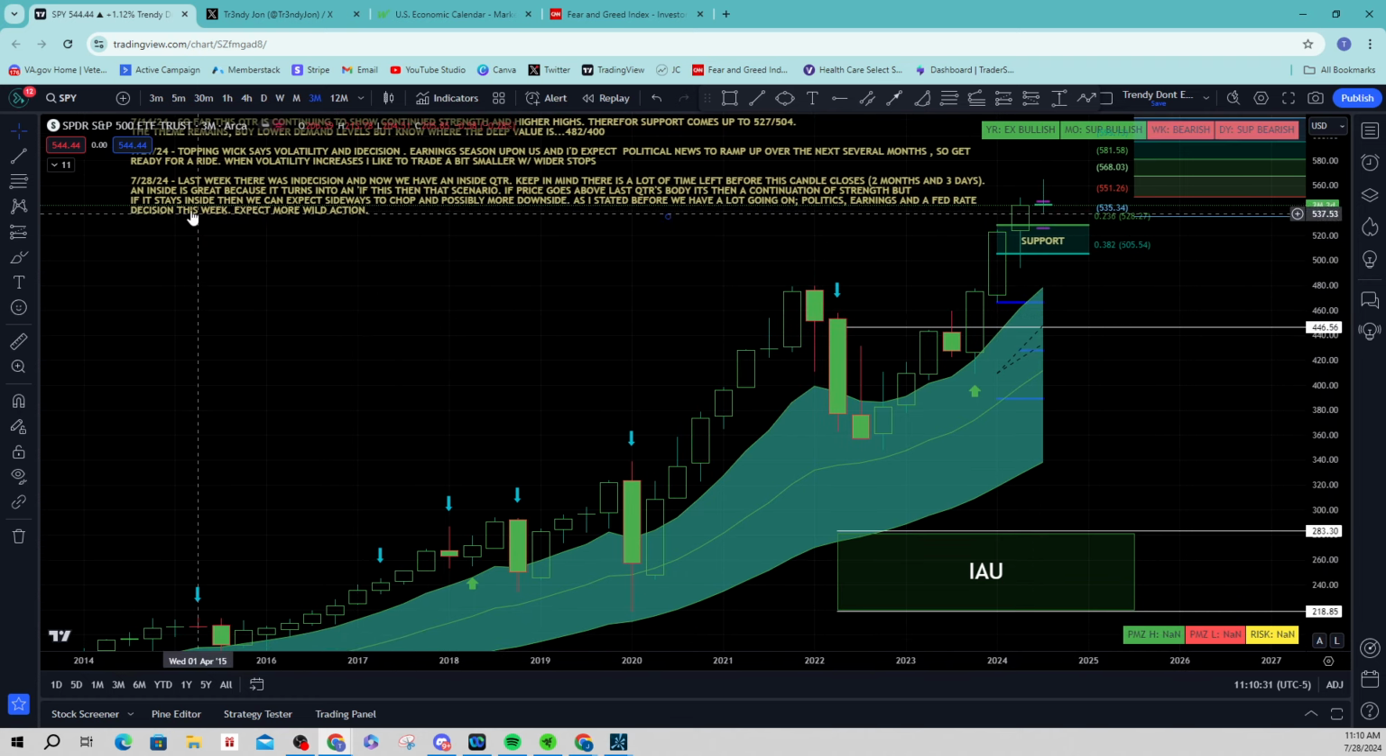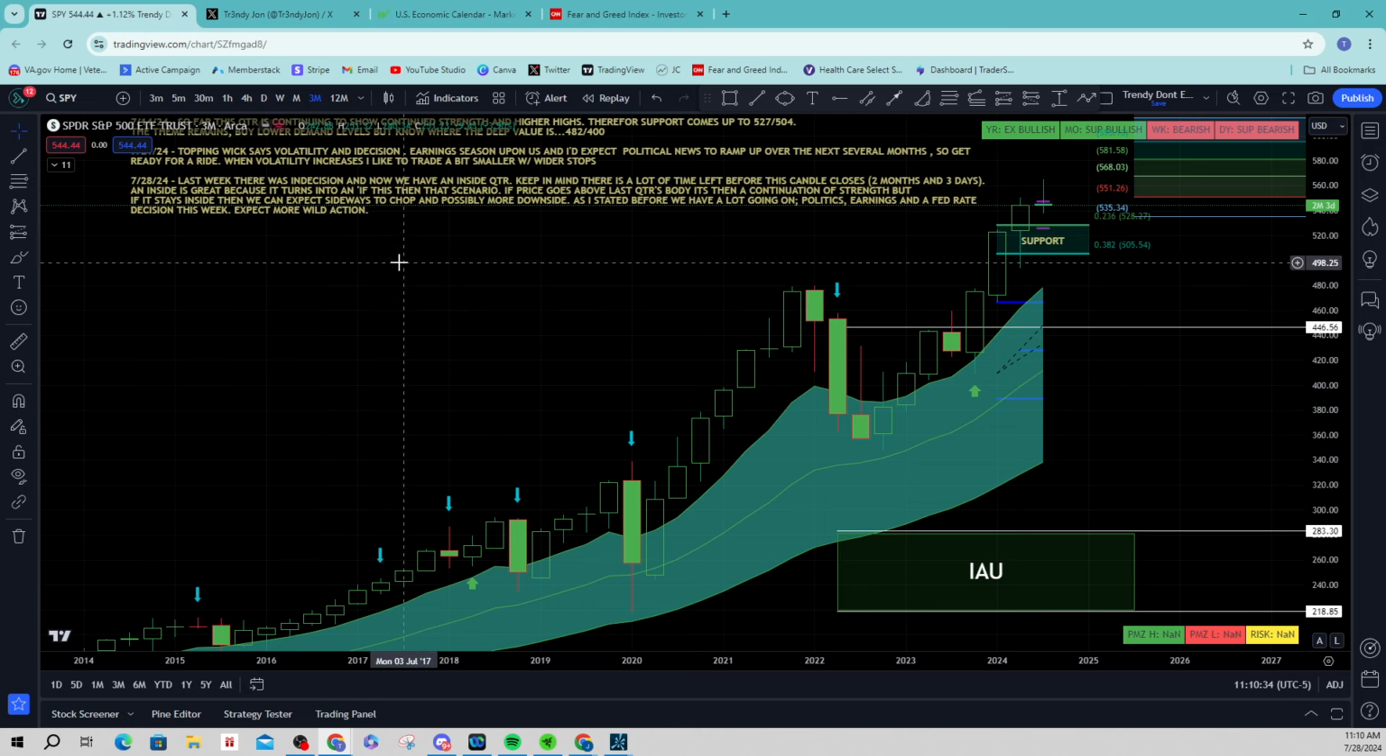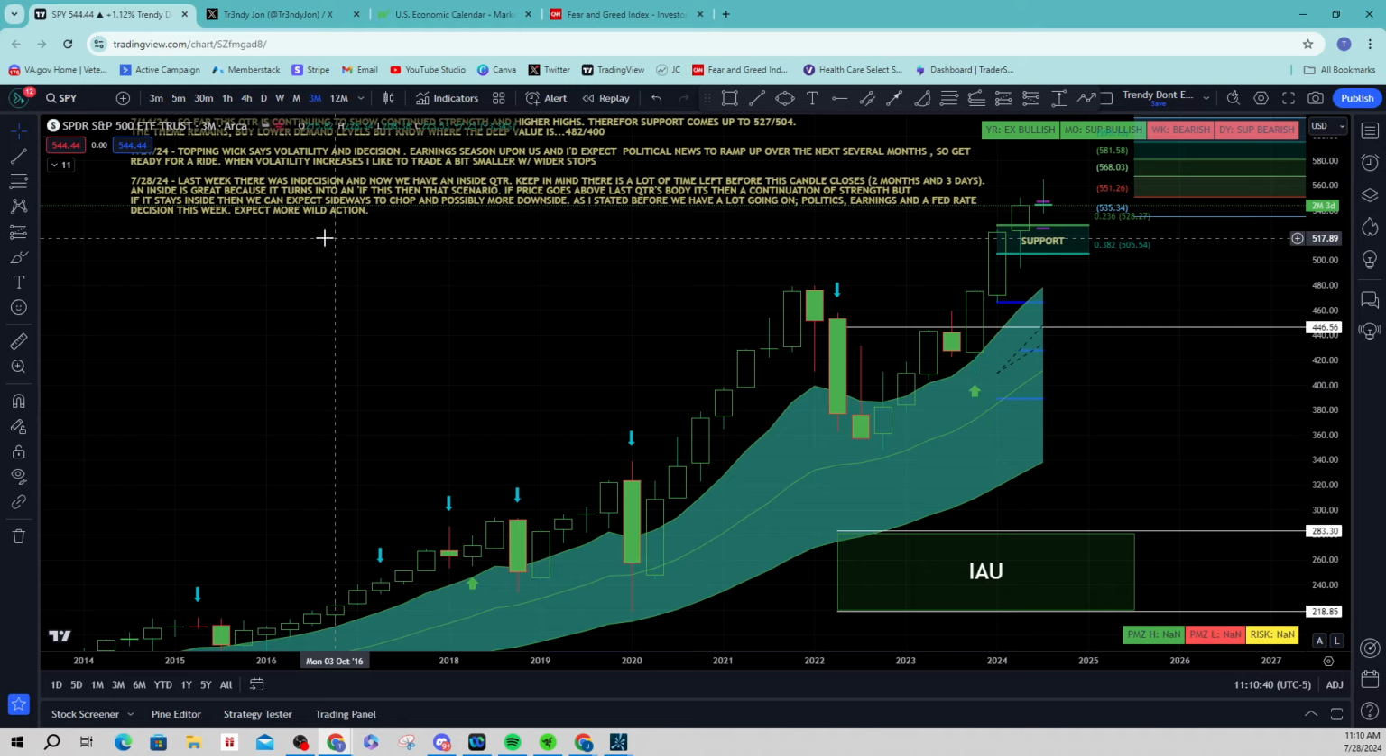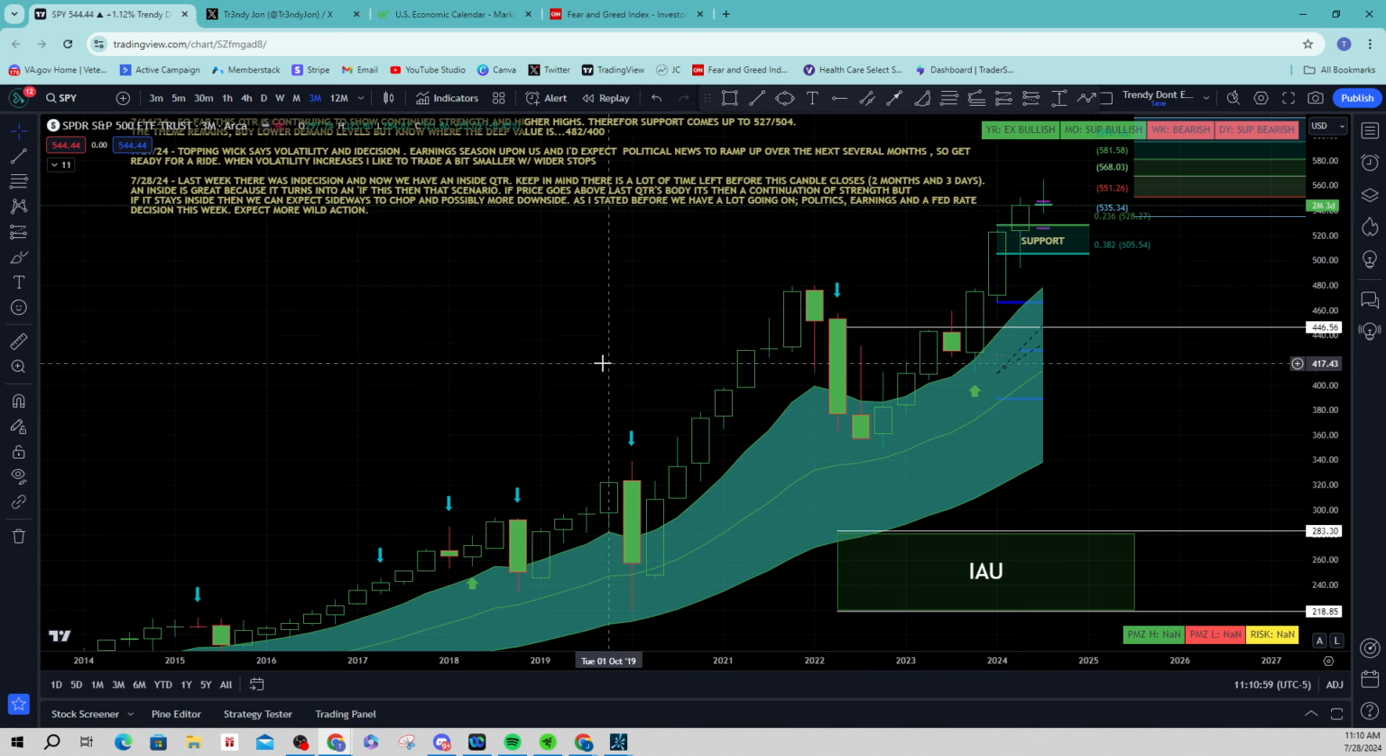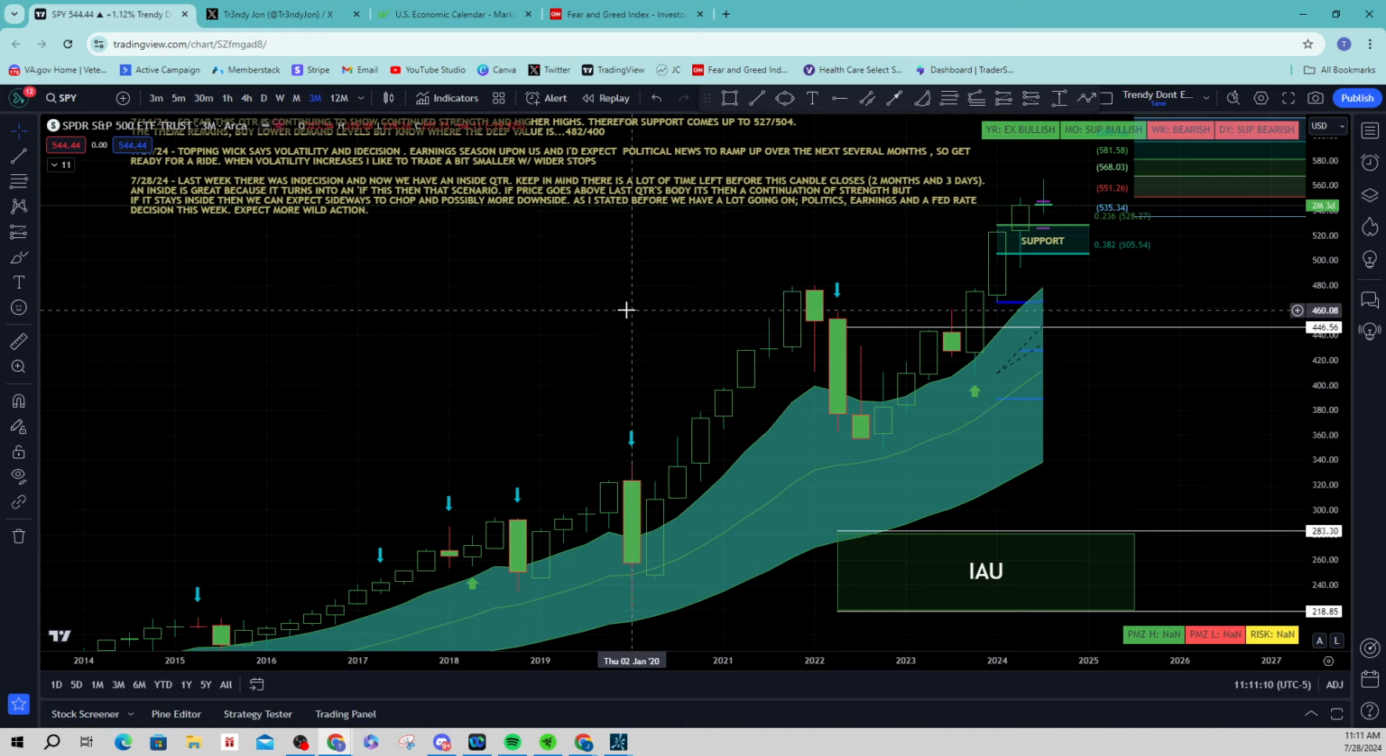Now, for 7/28, that's today, July 28, last week there was indecision, and now we have an inside quarter. Keep in mind there's a lot of time left before the candle closes. To be fair, we have 2 months and 3 days, so anything can change. An inside candle is great to me because it turns into an if-this-then-that scenario. If price goes above last quarter's body, then it's a continuation of strength. But if it stays inside, then we can expect sideways chop and possibly more downside. So, as I stated before, we have a lot going on: politics, earnings, Fed rate decision this week.